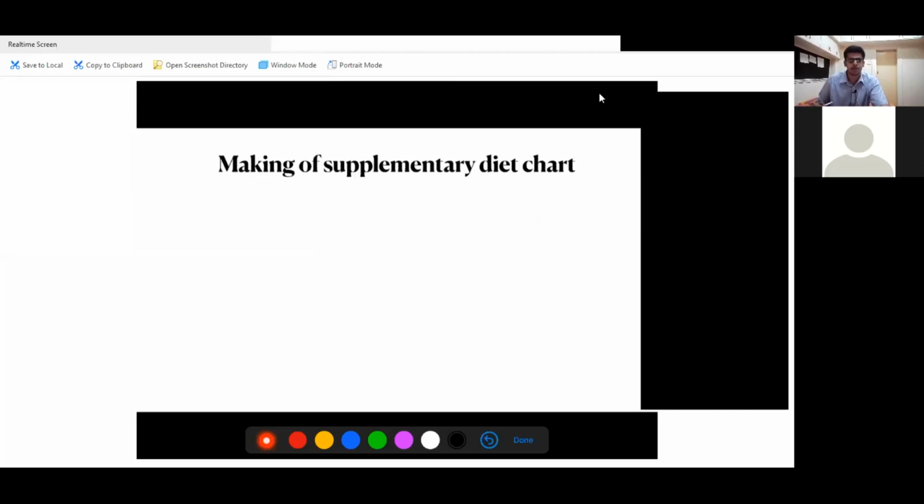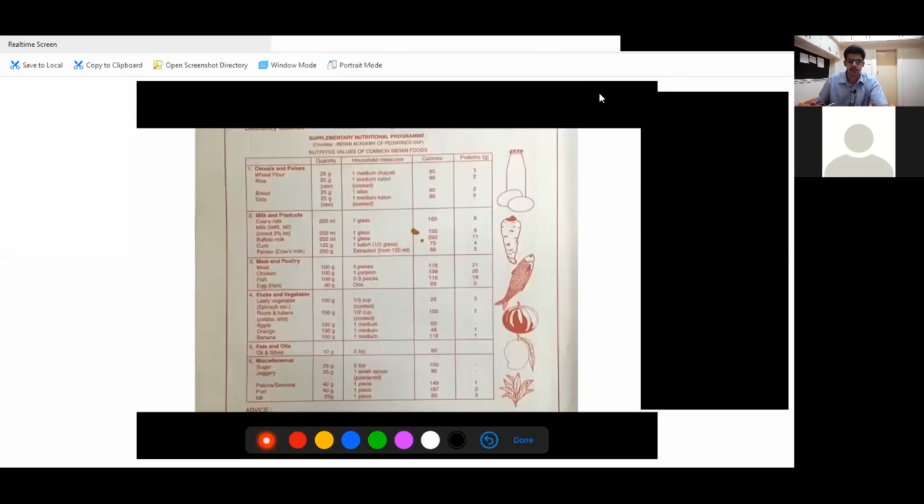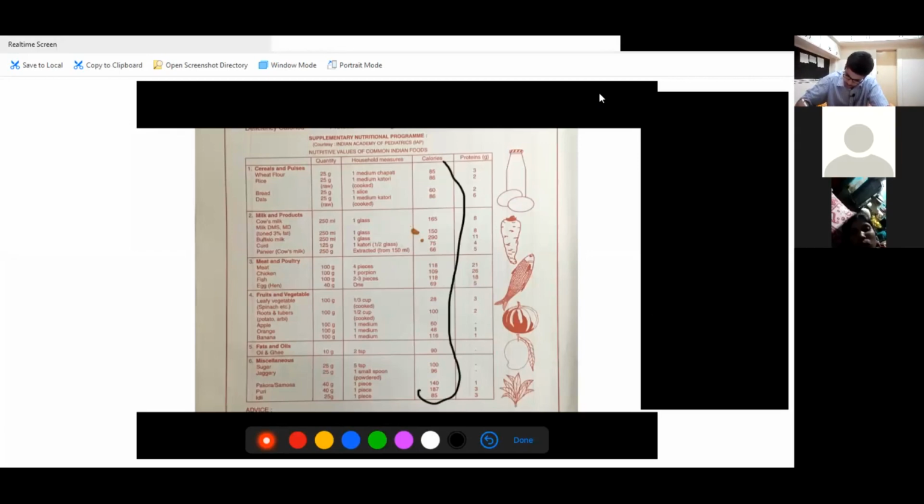Now, making of the supplementary diet chart. How will you make it? You have to refer to this chart. Whenever you're making a supplementary diet chart, you have to refer to the chart. For example, your patient requires only 300 additional calories and only 6 gram additional protein. So what will you tell your patient? Using this column, refer to this column of calories and proteins.